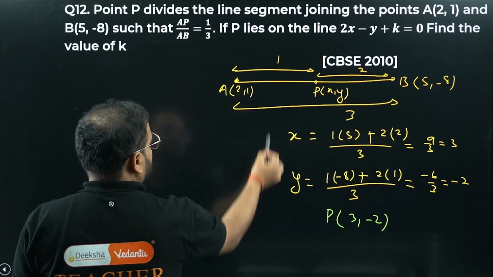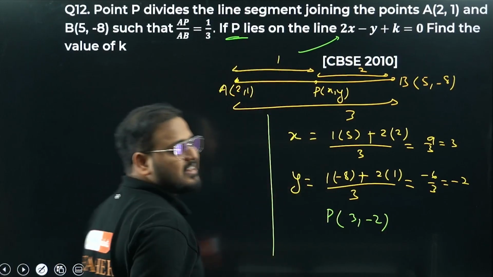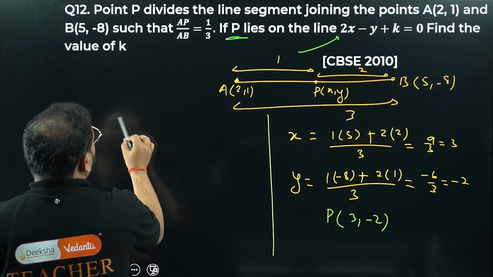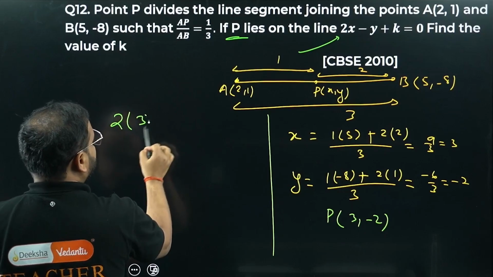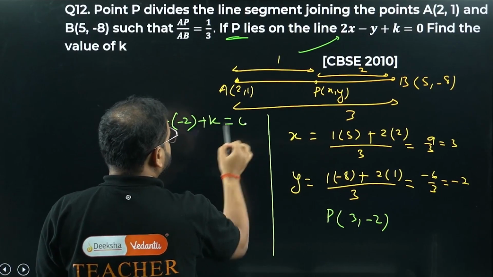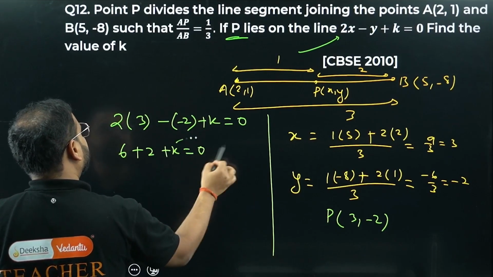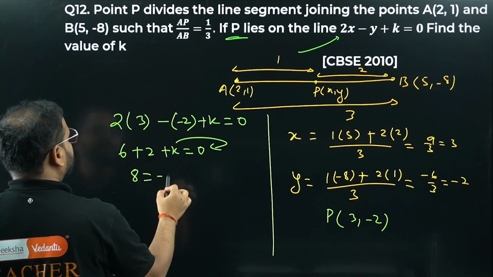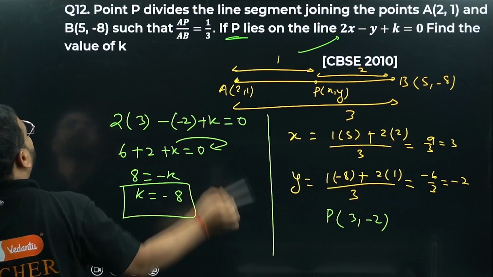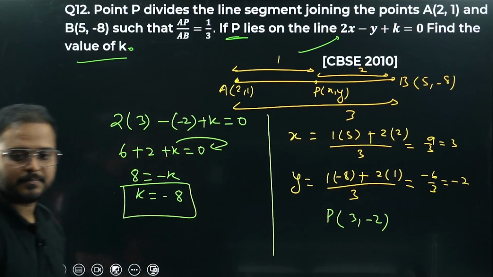Great, it satisfies the equation, because the point P lies on the line whose equation is given as 2x minus y plus k equal to 0. It means 2 times of x will be 2 times 3, minus y is minus minus 2, plus k equals to 0. 6 plus 2 plus k equals to 0. Bring k on this side, 8 equals to minus k. So k equals minus 8. Value of k is minus 8. Question number 12 is also done.